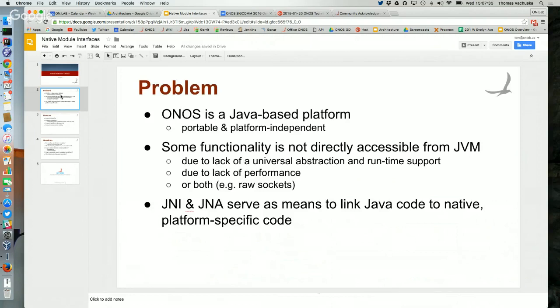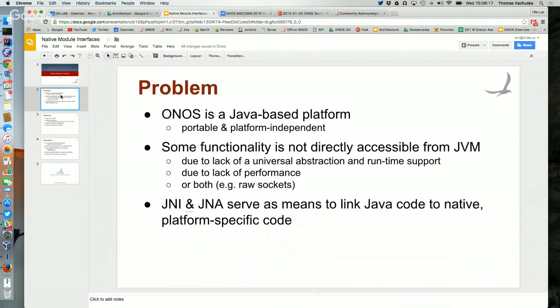As everybody knows today, ONOS is a Java-based platform, and therefore it's portable and platform independent. However, you can see from first-hand experience that some information is not directly accessible from the JVM. It's either due to a lack of necessary things abstracted and accessible at runtime, because they're not universally available on the majority of platforms, or sometimes it's due to performance, or sometimes both. Sometimes you can do the things, but because you don't have access to the specialized hardware, you may need to do it natively.